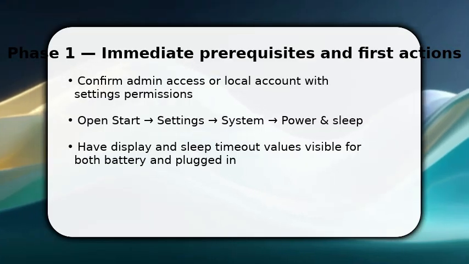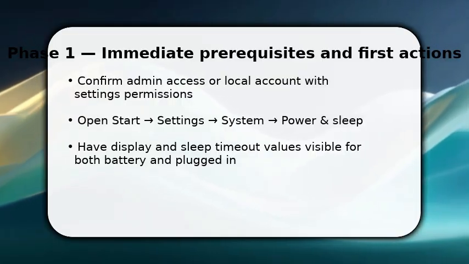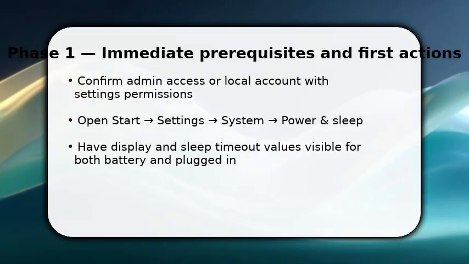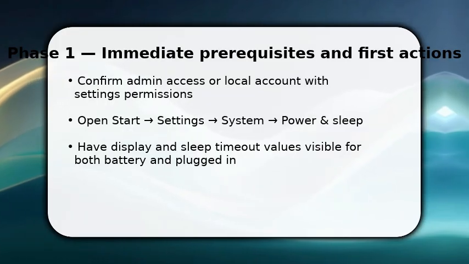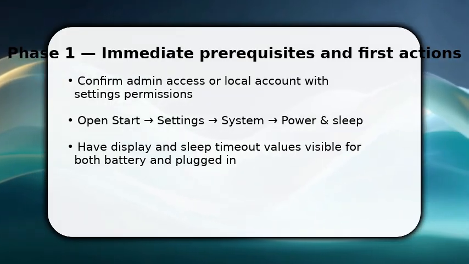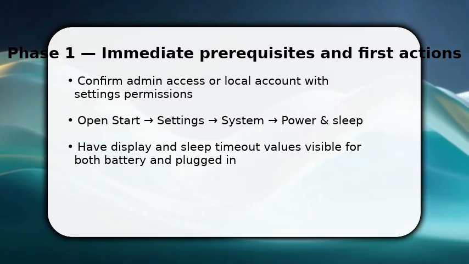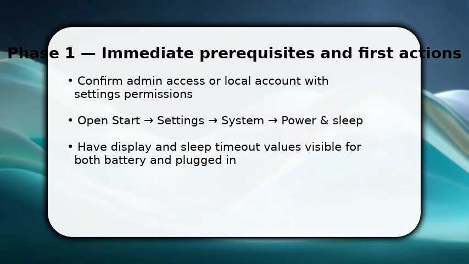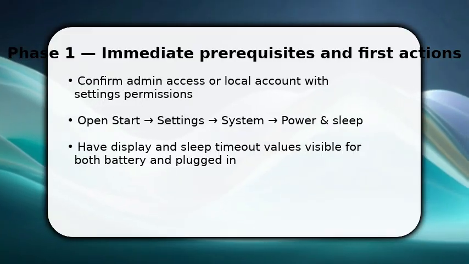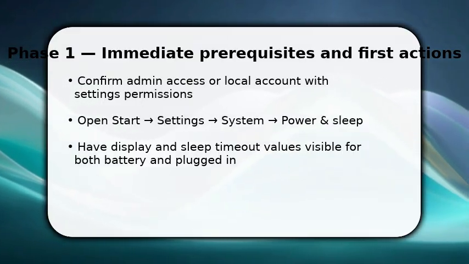You start by ensuring you have admin or user settings access. This prevents permission errors later. Next, open Start, go to Settings, then System and Power and Sleep. That's where timeouts live. Once done, look at both display and sleep timeout fields for battery and plugged in because you'll change each. You won't skip steps.